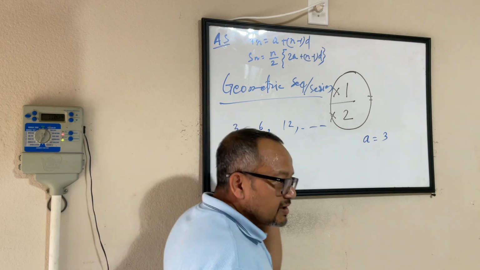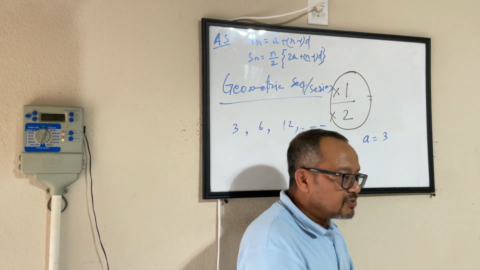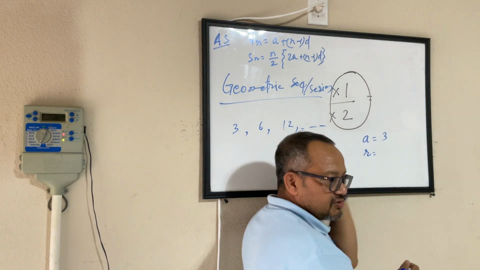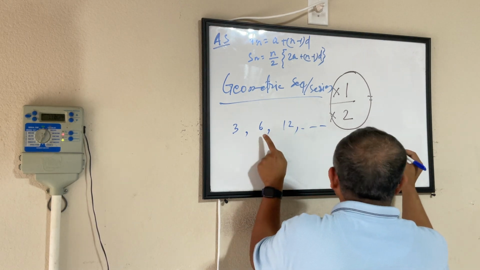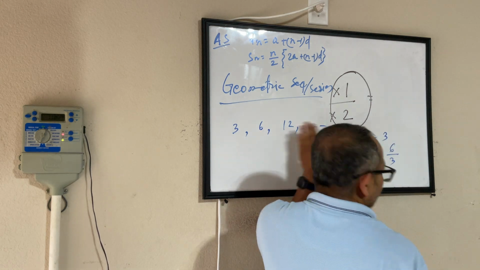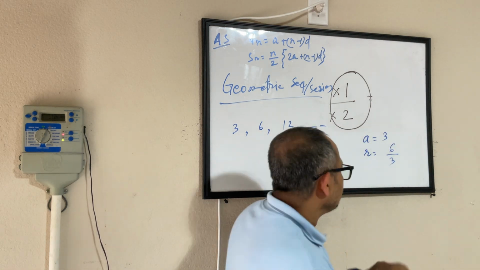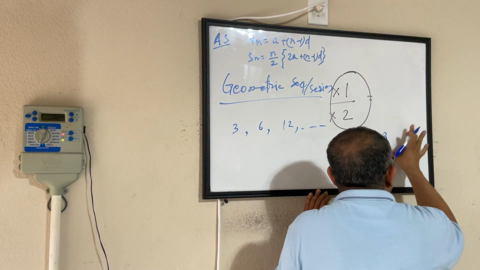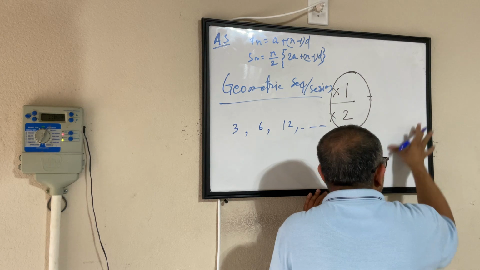What is the ratio between any two consecutive numbers? I'll call it the common ratio, because it's a common ratio between two consecutive numbers. Right? It is 6 divided by 3, or 12 divided by 6, or whatever comes next divided by 12. So I'll call this R for now. I'm not worrying about the number for now, because my plan is to generalize this.